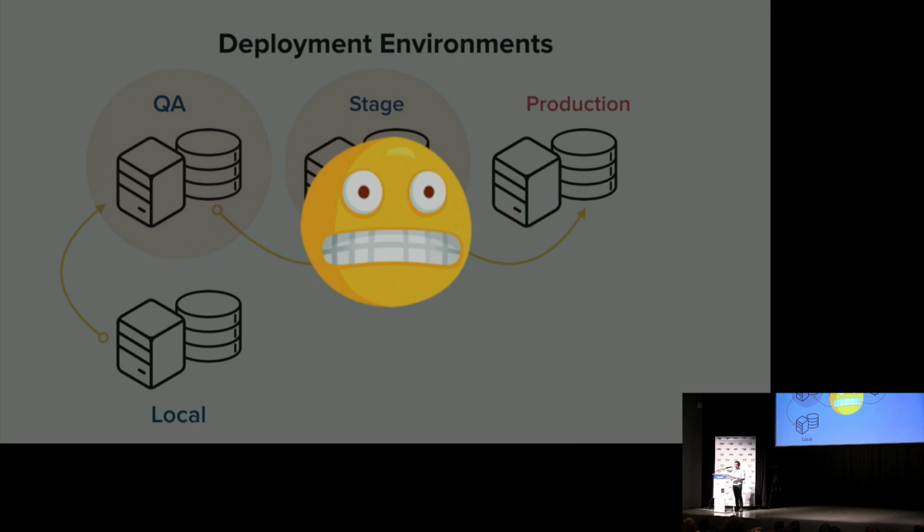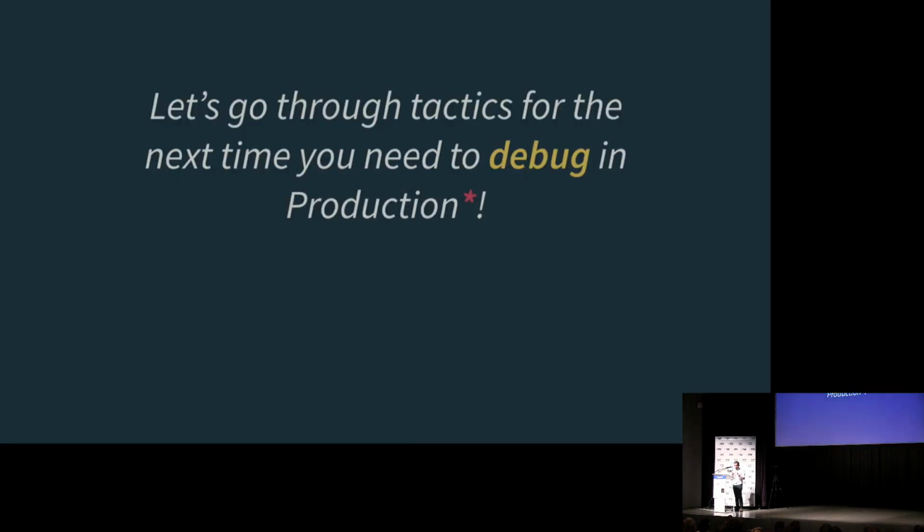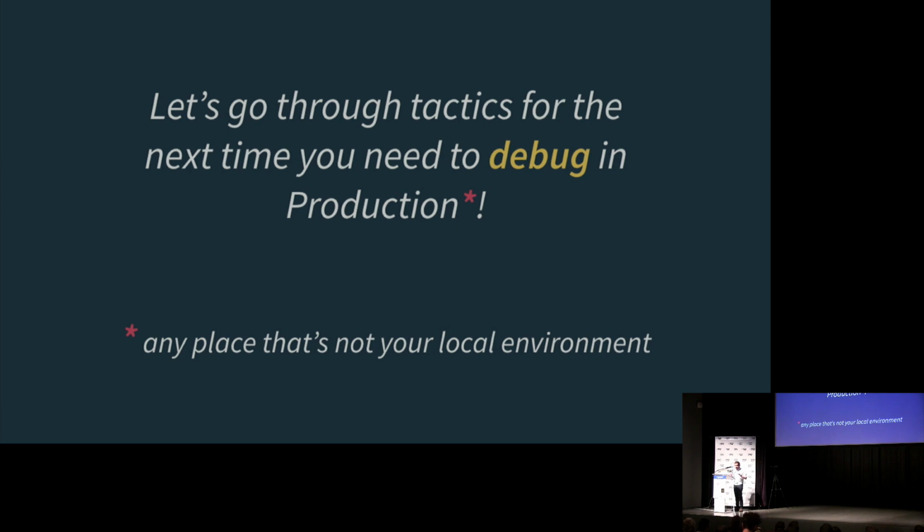For example, it's pretty rough when a QA analyst finds a bug on a QA environment, but you're unable to reproduce it locally. Great, so let's start to go through some tactics you folks can use the next time you debug an application in production. Or honestly, really anywhere that's not your local environment. I learned all of these tactics the hard way, so you folks can benefit from my frustration and lost hair and stress and all that.